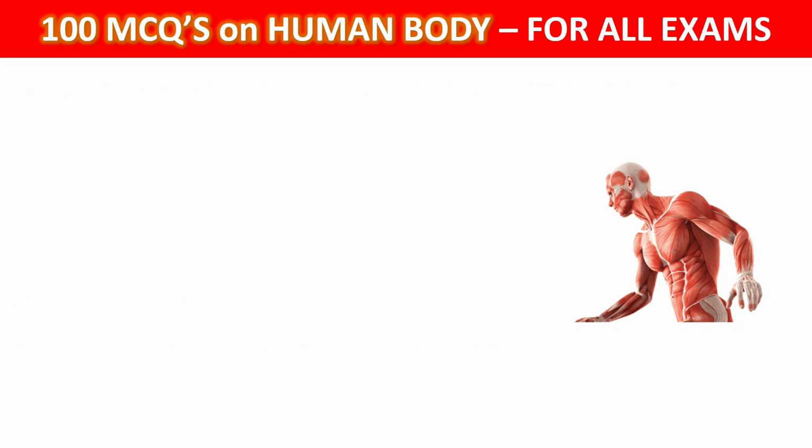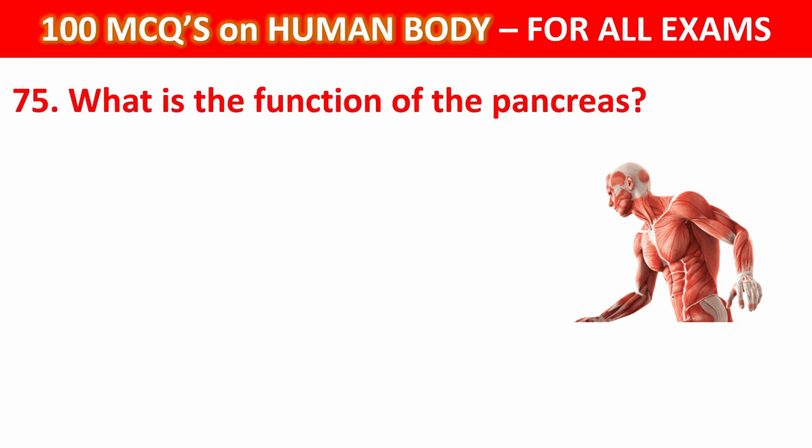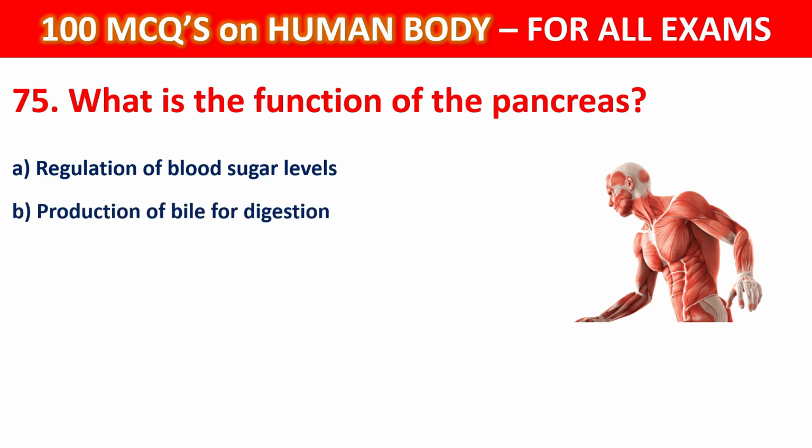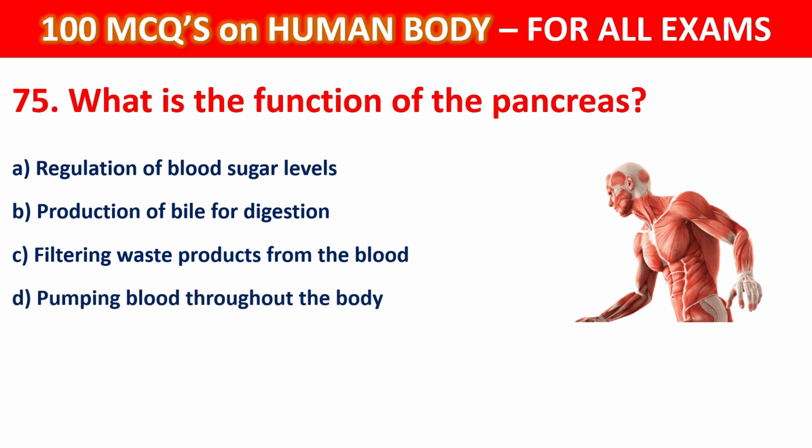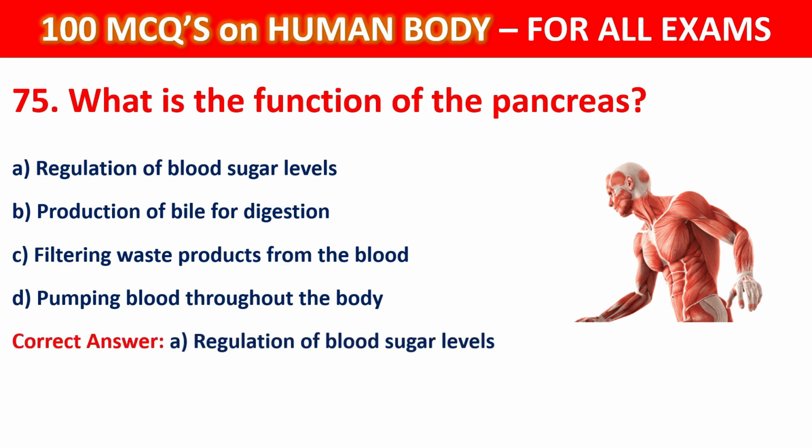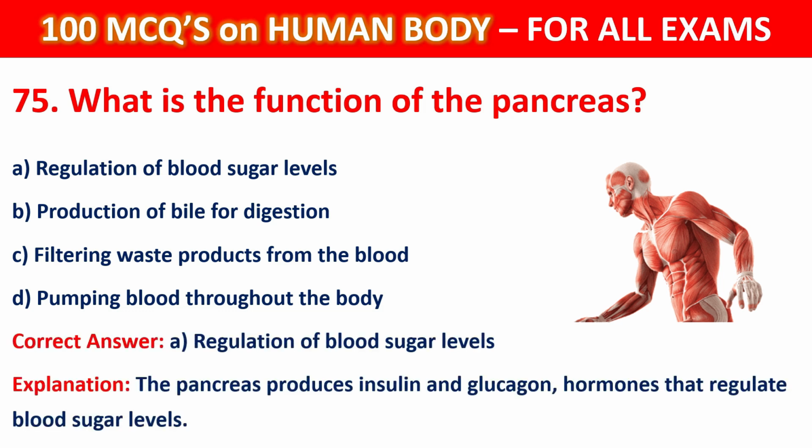Question number 75. What is the function of the pancreas? Your options are regulation of blood sugar levels, production of bile for digestion, filtering waste products from the blood, or pumping blood throughout the body. The correct answer is A, that is regulation of blood sugar levels. The pancreas produces insulin and glucagon, hormones that regulate blood sugar levels.